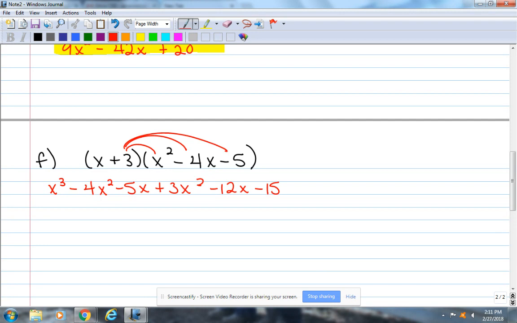Highest to lowest. X to the third. Does it have any buddies? Does x to the third have another x to the third? No. So copy it. And you can cross them out. I like to underline them as I do them. What comes after x to the third? X squared. So negative 4x squared plus 3x squared. So that's negative x squared or negative 1x squared. And then the x's, negative 5x minus 12x is negative 17x. And last we have the little constant that doesn't have any buddies. So you just got to write it down. And there's your answer. That's how you do a binomial times a trinomial.